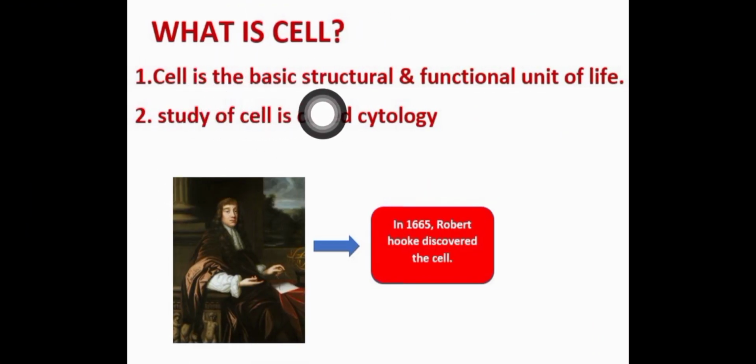Cell is the basic structural and functional unit of life. Here we are saying basic structural, which means that whether unicellular organism like bacteria or multicellular organism like human, all are made of cells. That's why cell is the basic unit of life. Next, functional unit of life. Because a single cell is capable of performing all life processes like respiration, nutrition, excretion, etc.